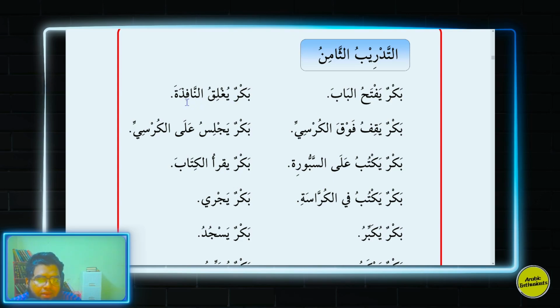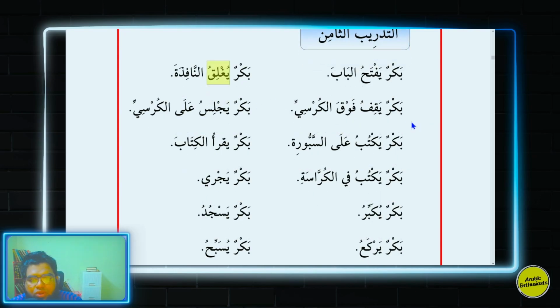Bakrun yughliqun nafidhata. Bakr closes the window. Aghlaqa yughliqu is to close. Bakrun yaqifu fawqa al-kursi. Bakr is standing above the chair. Waqafa yaqifu is to stand. Why am I saying waqafa also? I'm telling you the madi also. Waqafa is the madi, like he stood is waqafa. Yaqifu, he stands. I'm just habituated like that, like jalasa yadlisu.